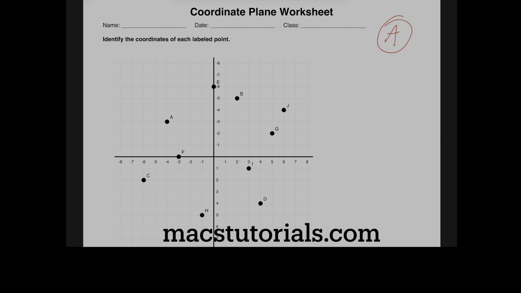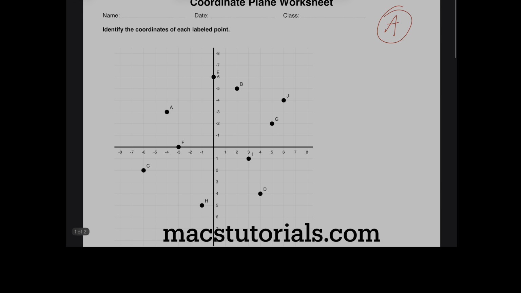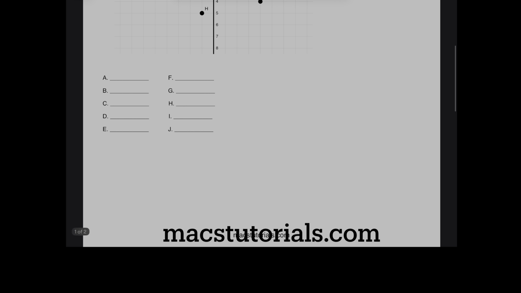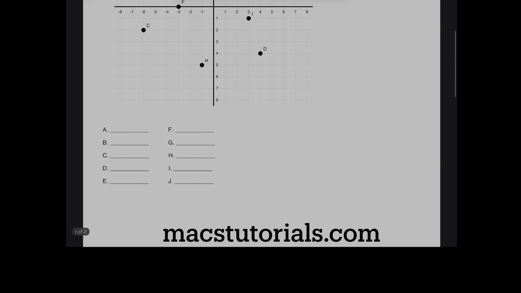We're going to do a whole section on how to graph. And so we're going to start by just being able to label points. That's the first thing you're going to need to be able to do. And just as a reminder, we're going to find all this on maxtutorials.com.